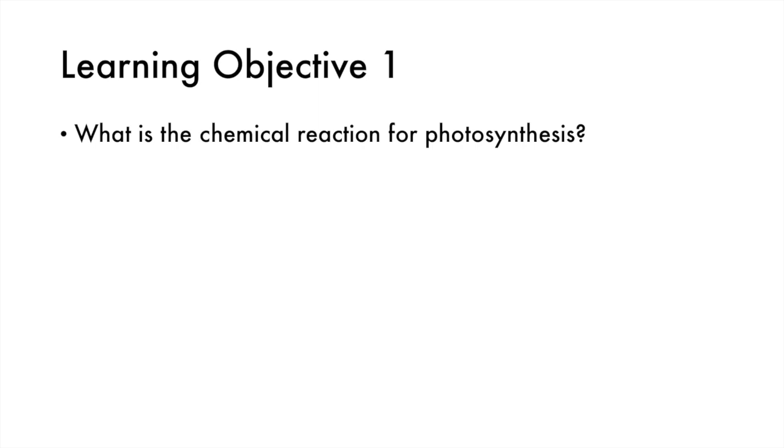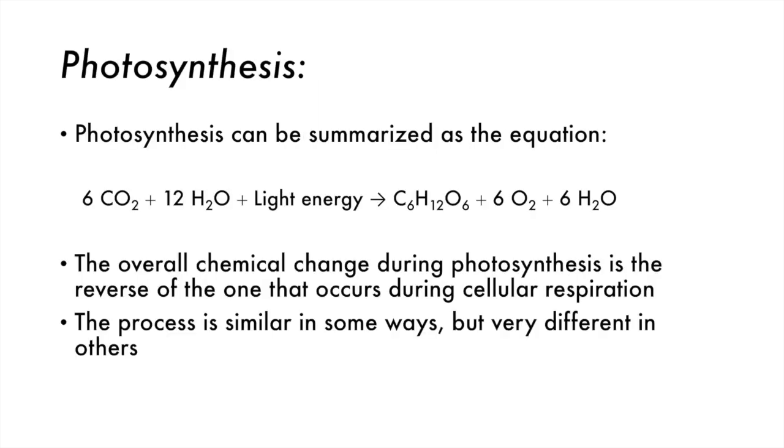Okay, first learning objective: what is the chemical reaction for photosynthesis? Well, it can be summarized very simply, more or less, with this equation here. We take some carbon dioxide and some water, we add some light energy, and we get sugar, or photosynthate, which is the name for the sugar that comes from photosynthesis. We get some oxygen, and we also get some water back on this side.